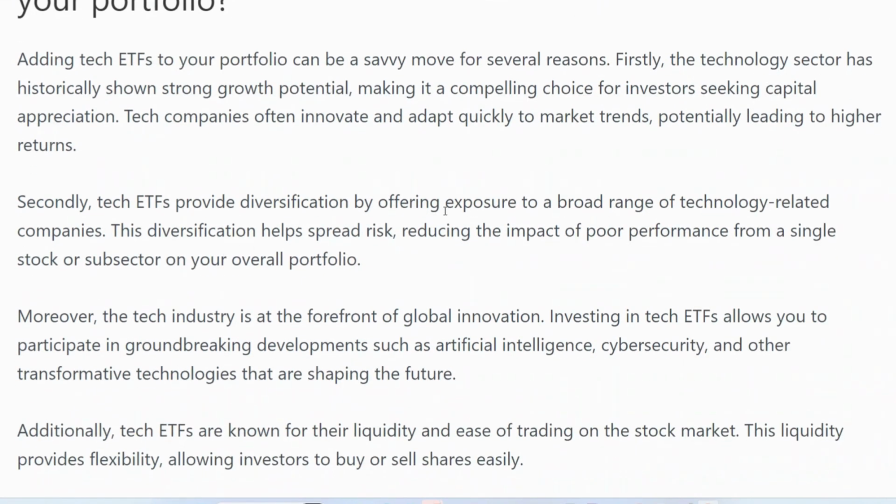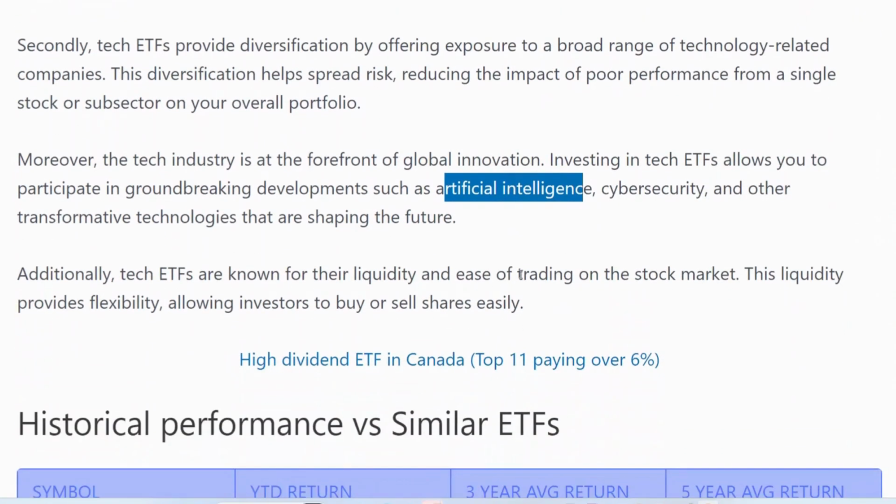They provide diversification by offering you exposure to a broad range of technology related companies, and this, of course, helps spread the risk. As I mentioned earlier, instead of picking stocks whose technology you're not aware of or familiar with, you could basically just buy a tech ETF. The tech industry is also at the forefront of global innovation. Investing in a tech ETF allows you to participate in that development or the groundbreaking things that are going on, like artificial intelligence, cybersecurity, and so on.